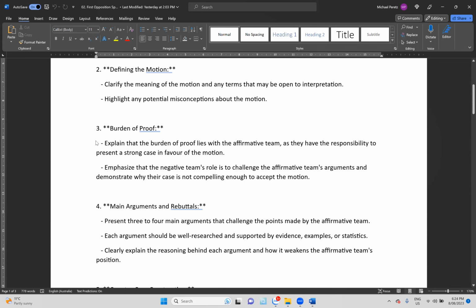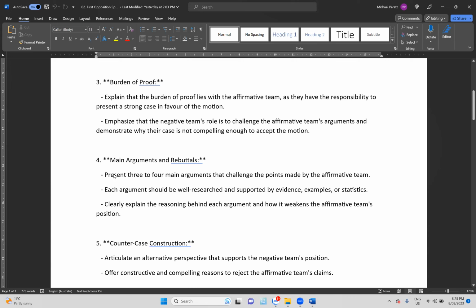Next, we have something called the burden of proof. So similarly to a court case being defended, it's not up to the person being charged with something to prove that they're innocent. It's up to the people charging them to prove that they are guilty. So similarly to that, in a debate, it's up to the proposition team to prove that they are correct. And it is up to the opposition team to find as many holes in their case as possible and to prove them wrong. So that's actually how a debate should work.